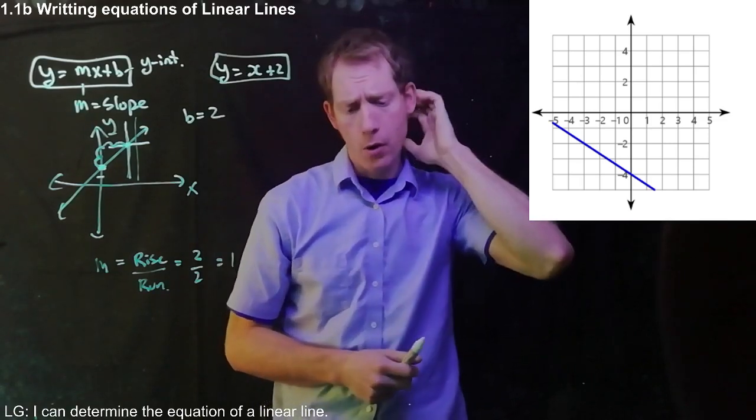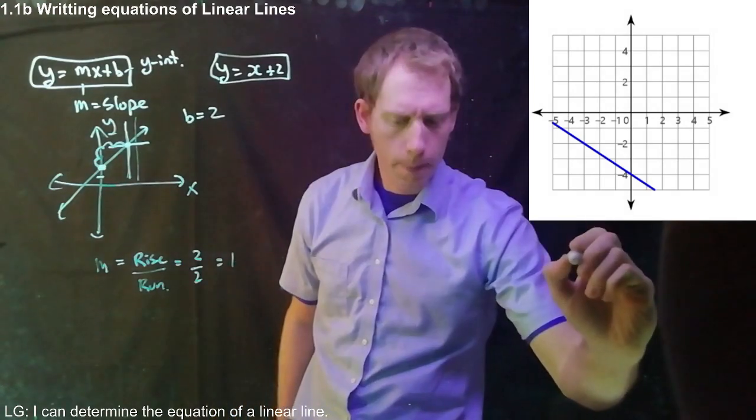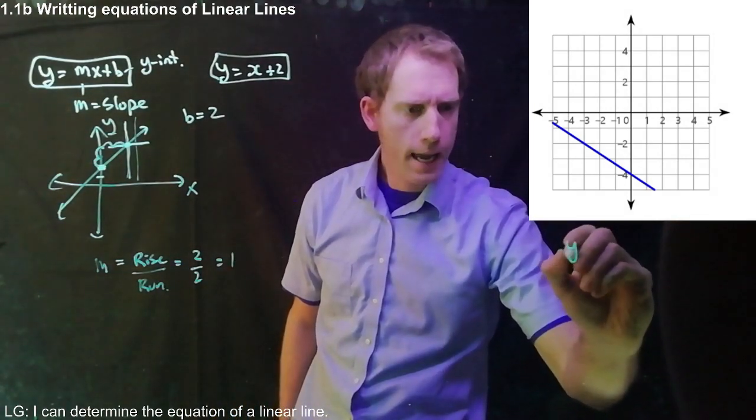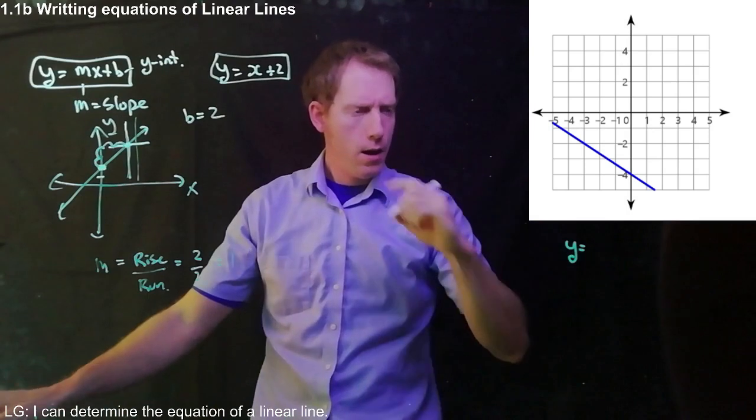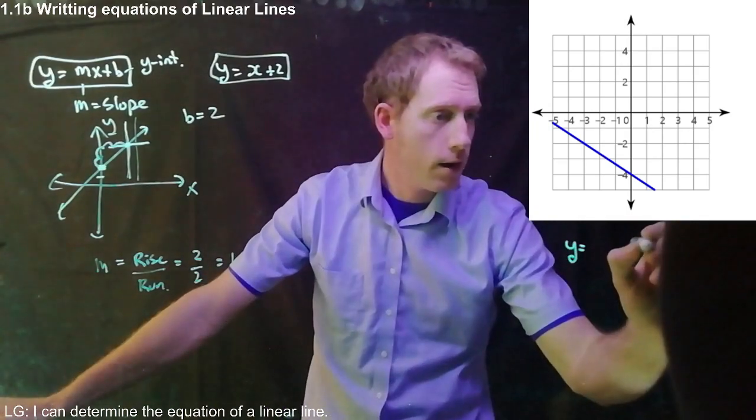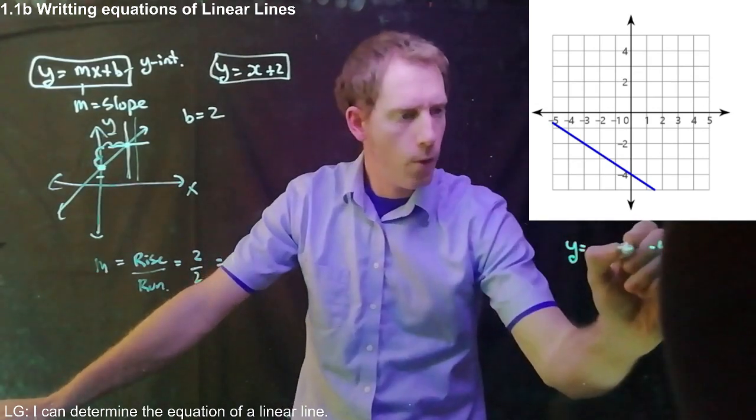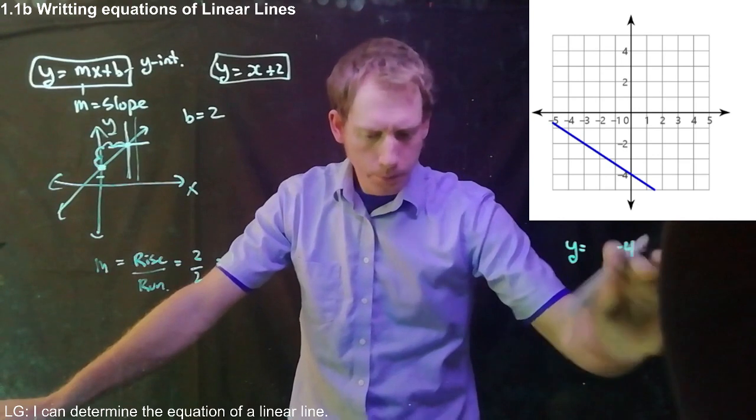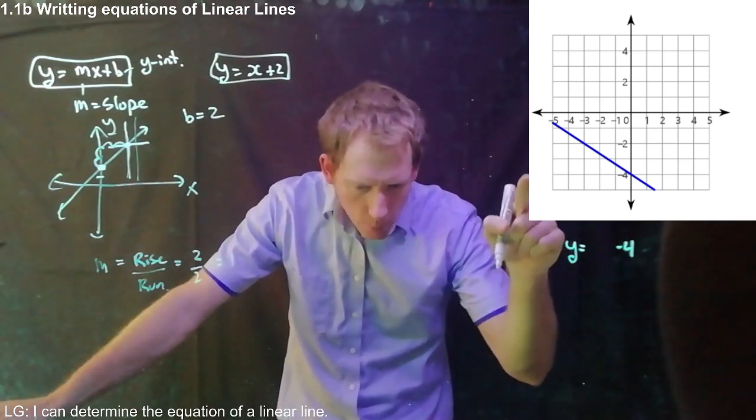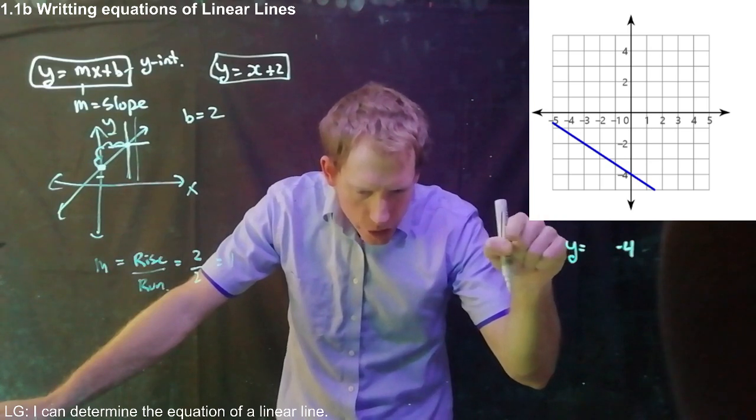Let's do one of your homework problems. So on here, the y-intercept is -4 right there. So it's -4. Now the slope, you want to find on that line where it hits. And you can see when it's -3, it's -2.